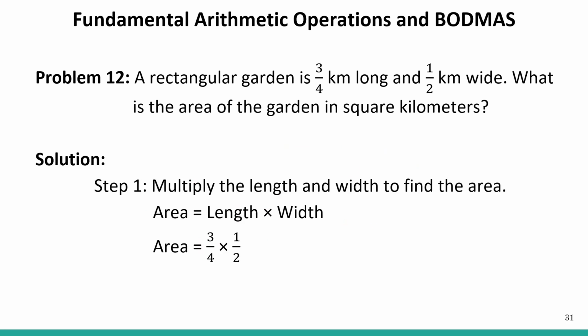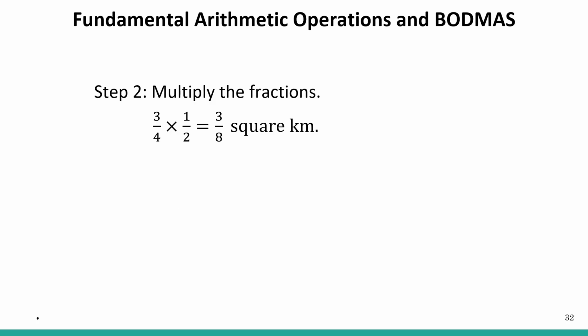So solution: area is equal to 3 by 4 into 1 by 2. Multiplying the fractions, what we are left with is 3 by 8 square kilometer. Since we are dealing with area here and we multiplied kilometer with kilometer, we are left with square kilometer, or we can also write this as kilometer square. This is also appropriate.